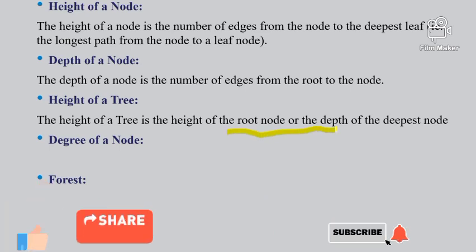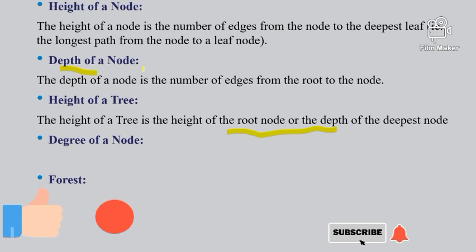So always the root node is concerned with the leaf node. By the analysis of the depth of a node only, we can identify the height of a tree.